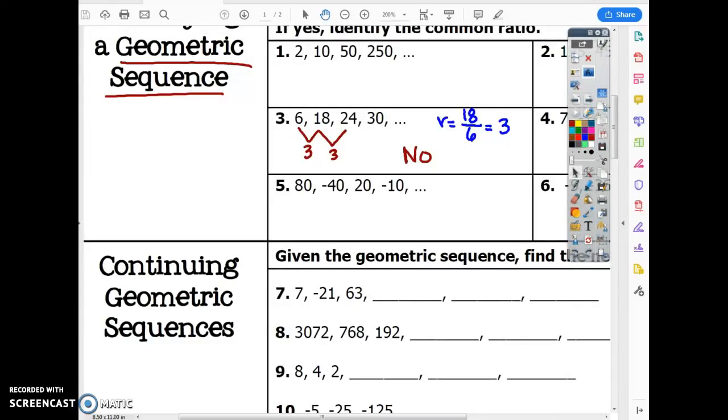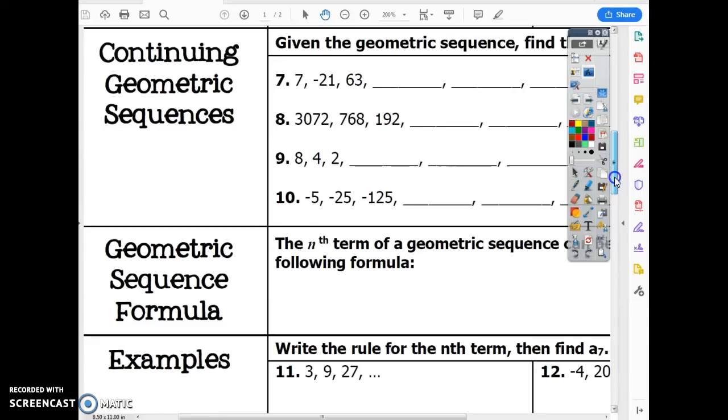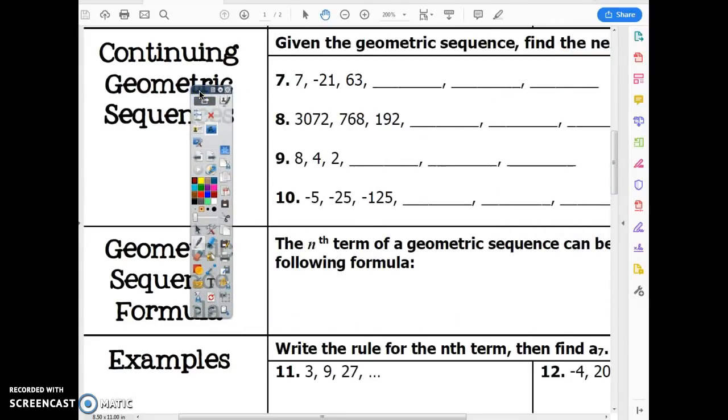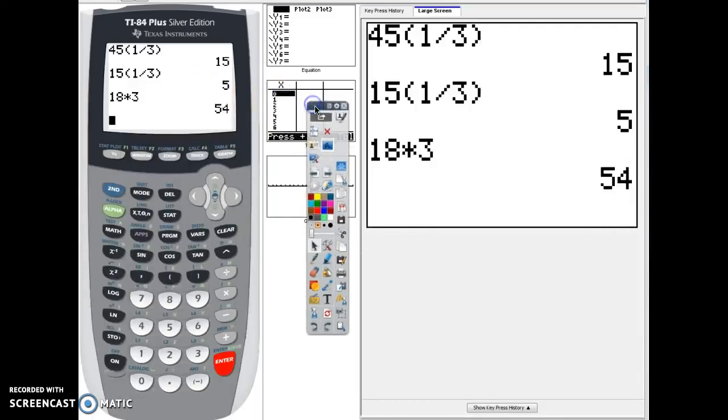Okay, so hopefully you paused the video and you tried at least 1 through 10. I'm going to do problem number 7. No, I'll do number 8. Okay, so if we continue with what we were doing, how do I get the ratio for number 8? Dividing, right? So I'm going to divide this number by this number. So in the calculator, you're going to put 768 divided by 3072.